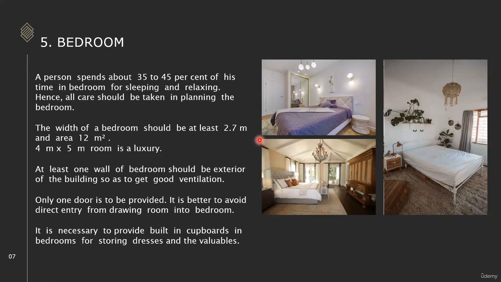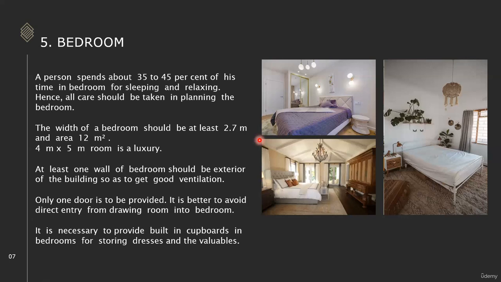Because the furniture in the bedroom should be kept properly. What furniture should be there in the bedroom? The first one is the bed. That depends upon the requirement of the clients. If it is a single room, we can provide a single bed. If it is a couple or family members, it depends upon the family members and the size of the room.